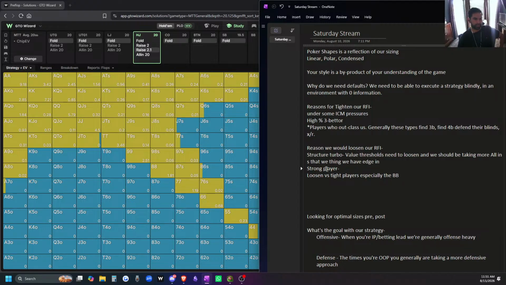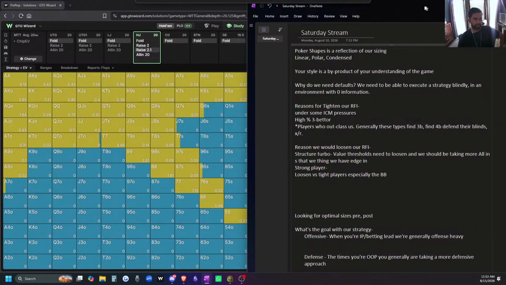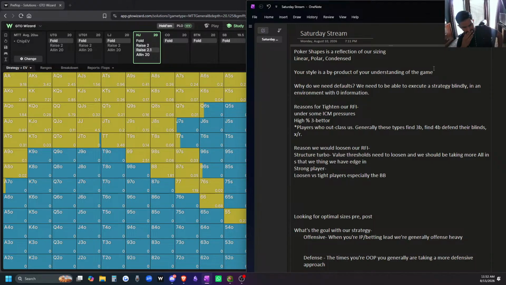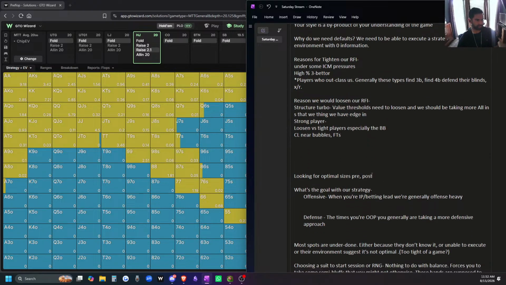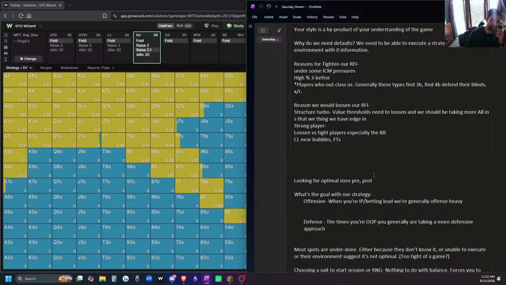Another reason why we would loosen, I guess, is chip lead near bubbles, final tables, something like that. Kind of an ICM type of thing. We've done a little bit of this. This is just getting our brain warmed up, and then we're going to figure out what we're going to jump into in the solver.